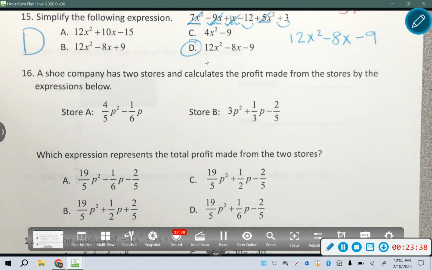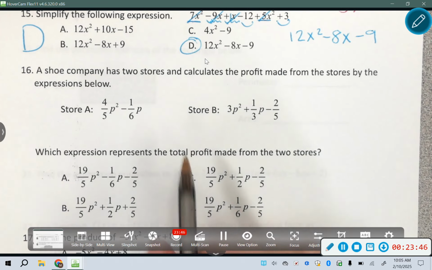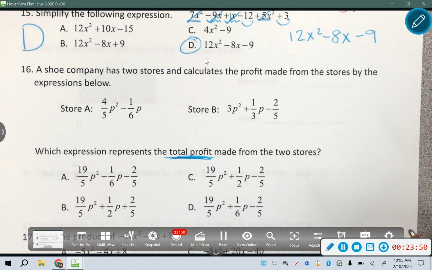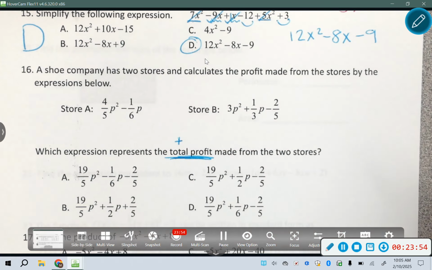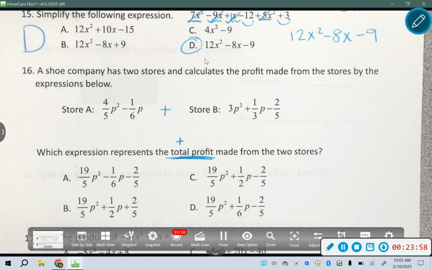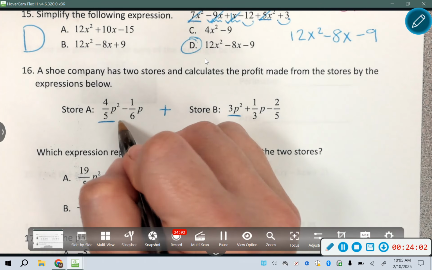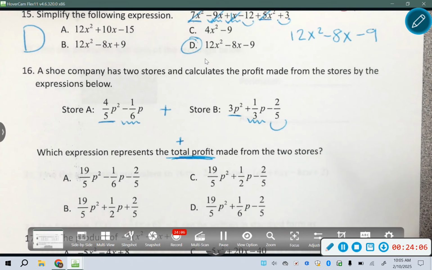Okay, 16 says a shoe company has 2 stores and calculates the profit made from the stores by the expressions below. So here's store A's profit, and store B's profit. It says which expression represents the total profit made from the 2 stores. Y'all, anytime I ask you total, it's going to be addition. So I'm going to do this plus this, and we need to identify our like terms. So this has a p squared, this has a p squared, this has a p, this has a p, and then this is just a constant.